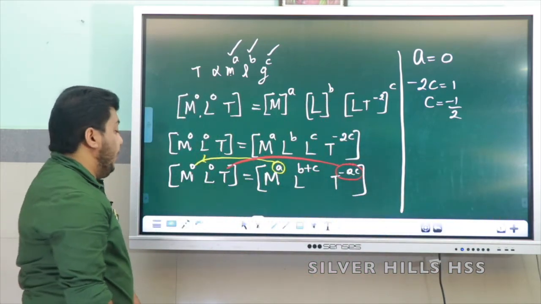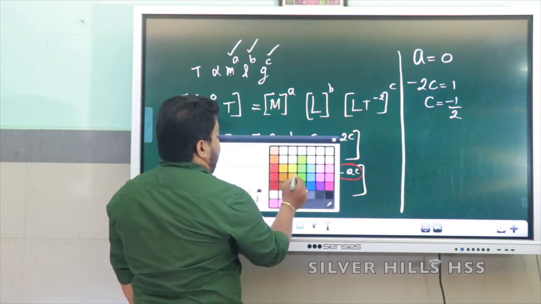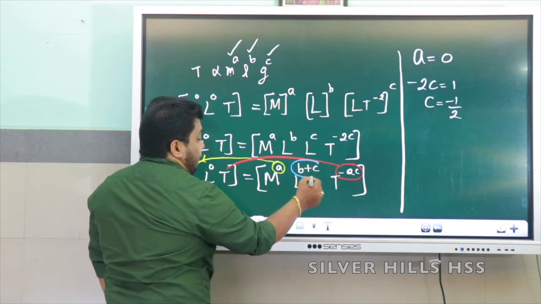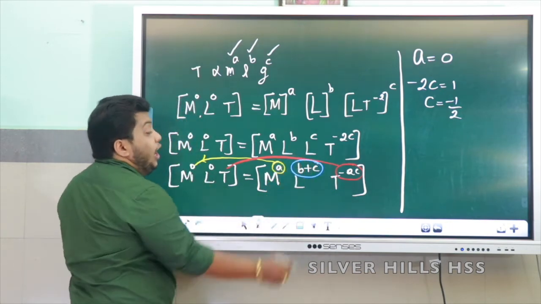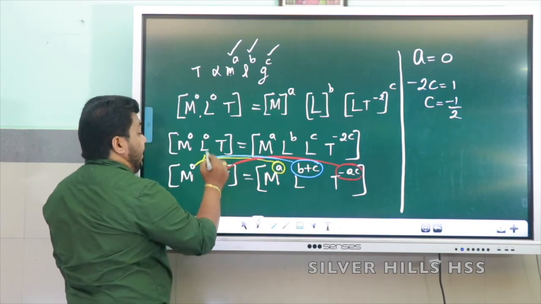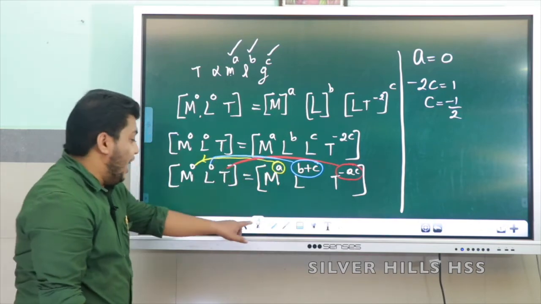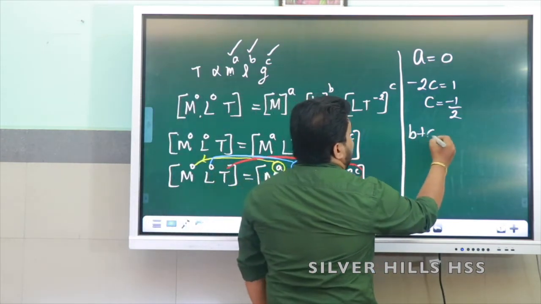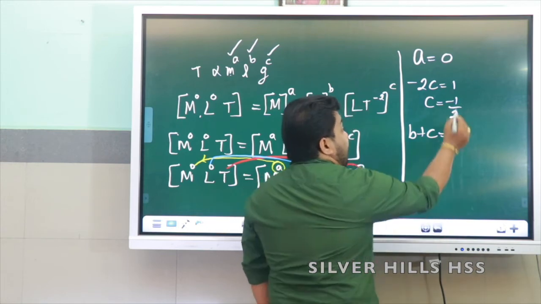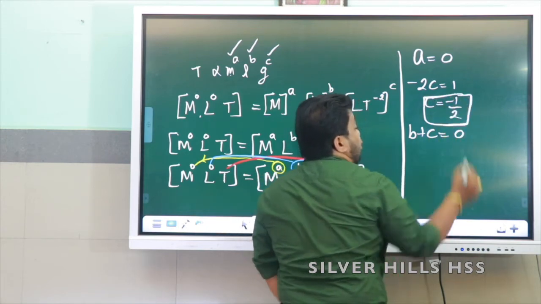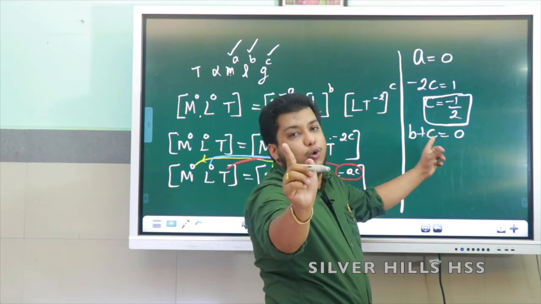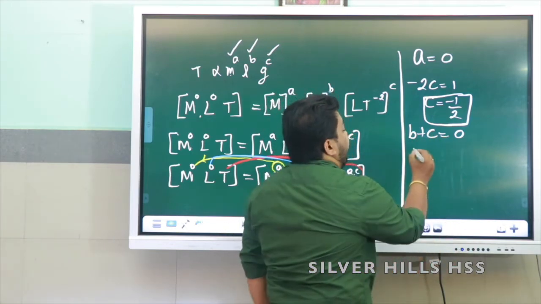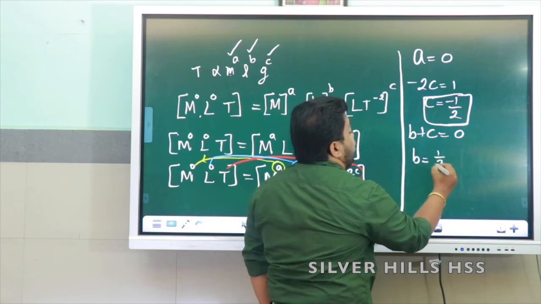Okay. Now we can take the other quantity. On the right side, the power of L is b plus c. On the left side, that is 0. So I can write b plus c is equal to 0. But c is minus 1 by 2, and b plus c is equal to 0. So what will be b? The value of b will be plus 1 by 2.